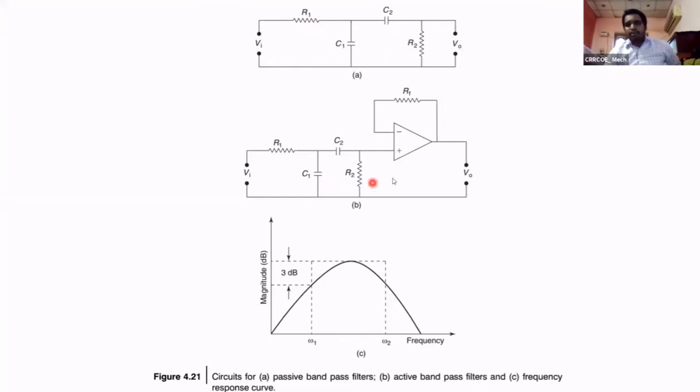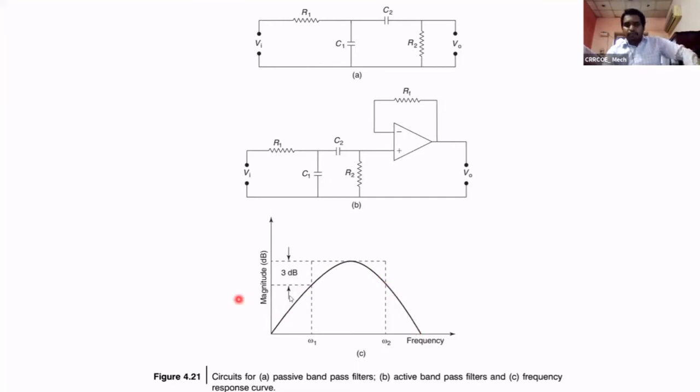In the active filter, we are adding an op amp or transistor to this circuit. Here we get some gain. Now we see the frequency response of the band pass filter. Here initially the output is low, up to omega 1. After omega 1, the output increases up to a certain range, and again decreases up to omega 2. After omega 2, it decreases drastically.